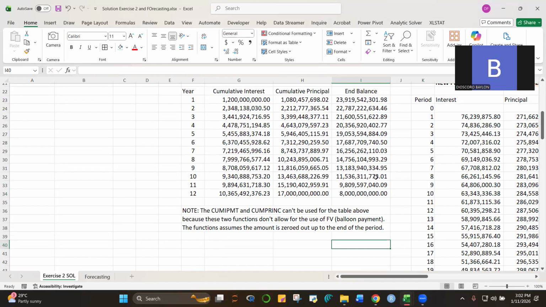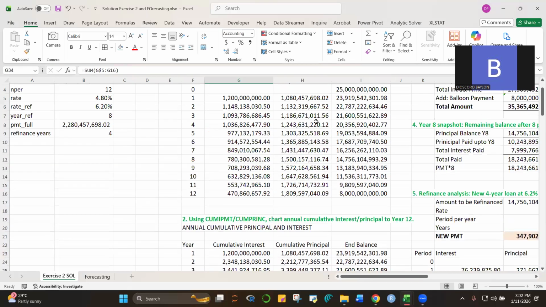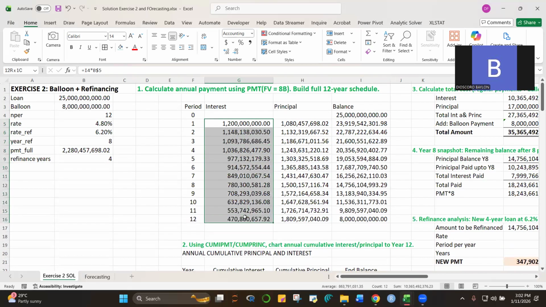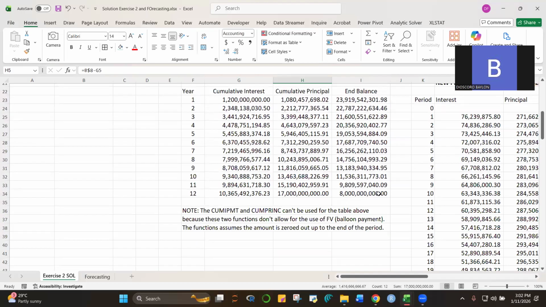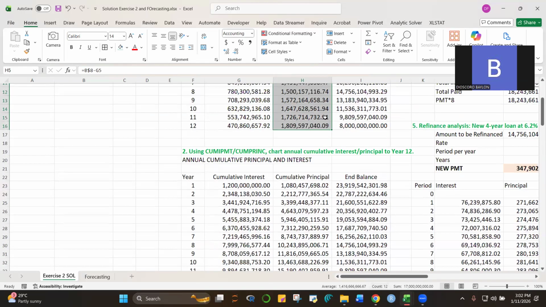So we can see here that the total interest payment is 10.365 billion, which will be the same as just adding this one. And also the principal payment is 17. That's expected because we have a balance of 8 billion at the end. Okay, there you go.